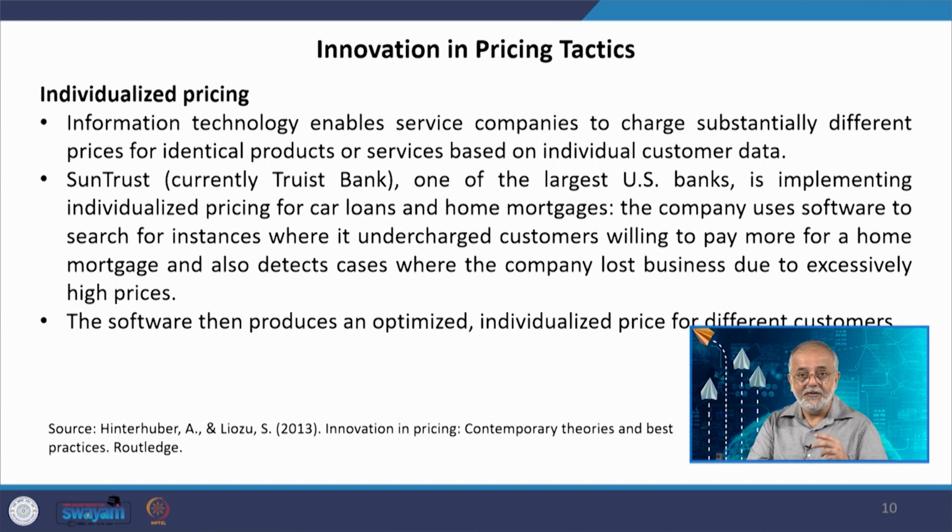Many a time, if you are looking at a global pricing kind of system used by travel booking portals, some customer trying to book similar travel gets a lesser price, and some customer gets a higher price, even if they are trying within a similar window. Window differentiation is very common, as we have all experienced in due course of time. The software then produces an optimized individualized price for different customers, as in the case of Truist Bank we are talking about. This is again very interesting when we are talking of this whole structure.